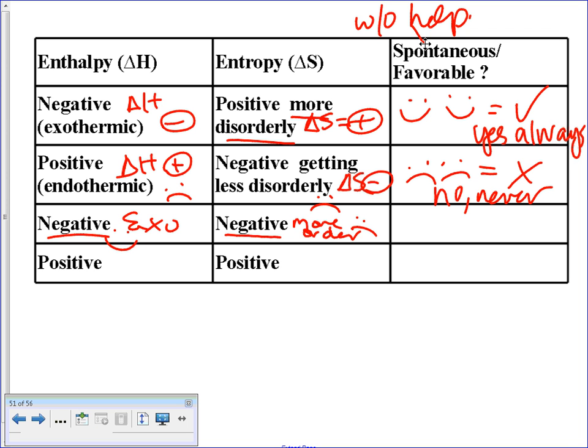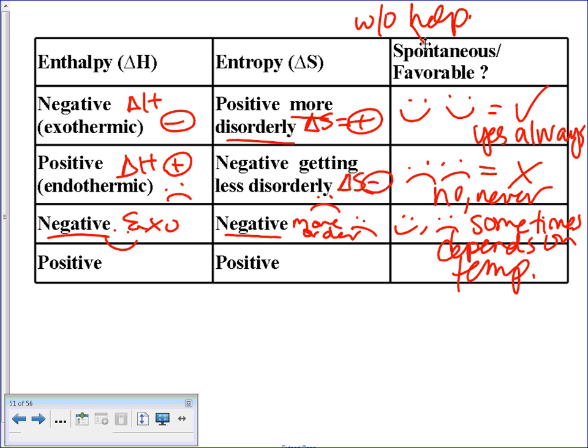Okay, so then you're like, oh my gosh, I got a happy and a sad here. So this one is sometimes. So sometimes it depends on temperature. Sometimes you got to heat that stuff up and it will happen. If you heat it up enough, or if you cool it down enough, the reaction will happen better. That's a whole nother concept, but I'm just going to put sometimes, it depends on temperature.